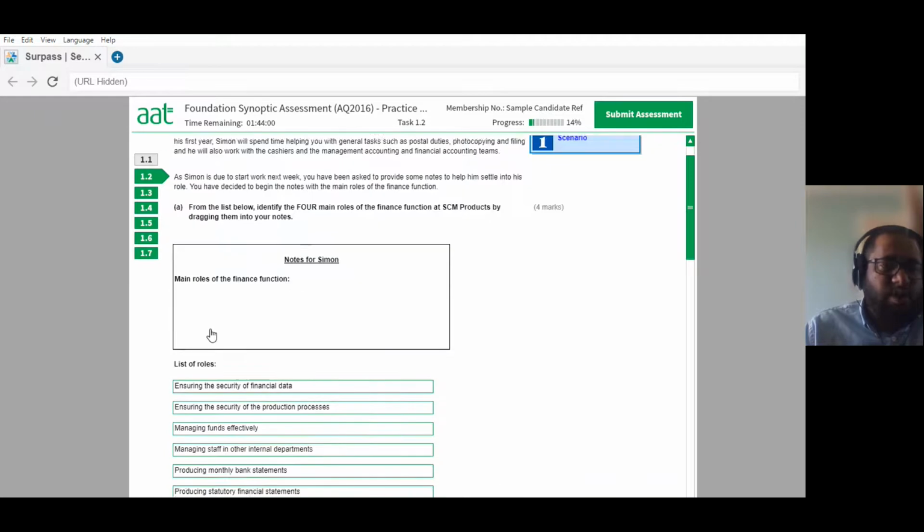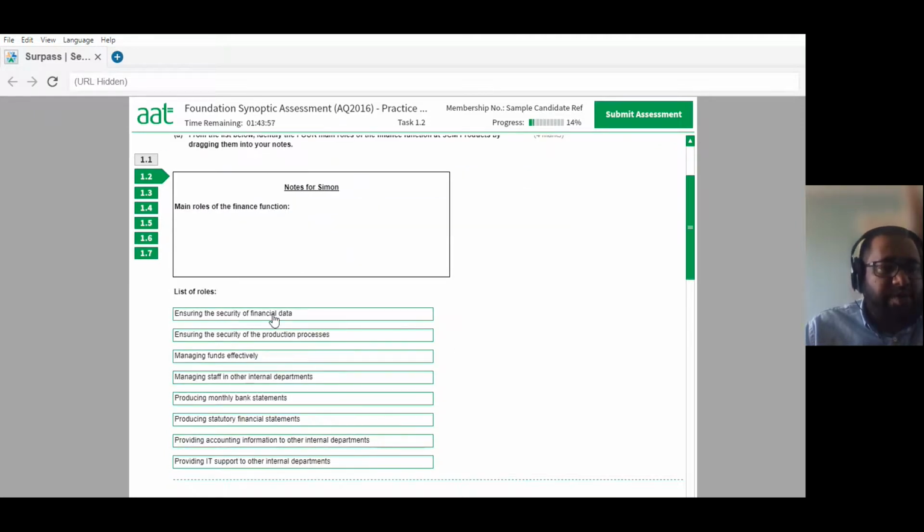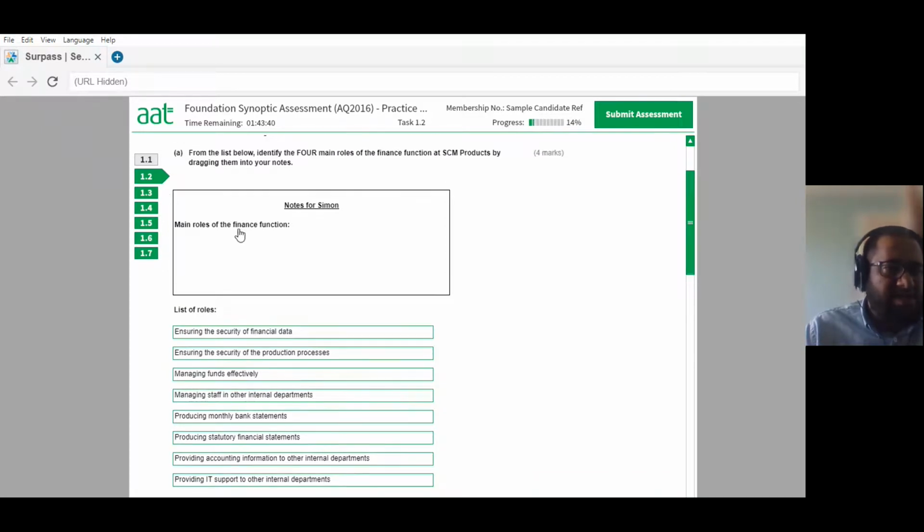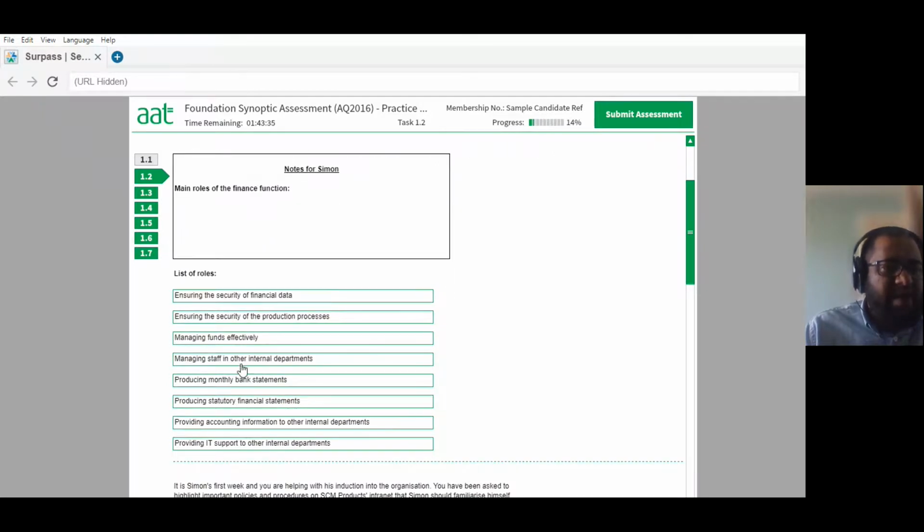What is the finance function? Ensuring the security of the finance data. Okay, that is important. Ensuring the security of the production processes. Do you think the finance department will be in charge of it or bother about that much? No. So we can eliminate that for an answer. Managing funds effectively. Okay, so you may think, that is a function of a finance department, of course. Managing the staff in other internal departments. Normally, that is done by the human resources department, so will not probably fall into this finance function.